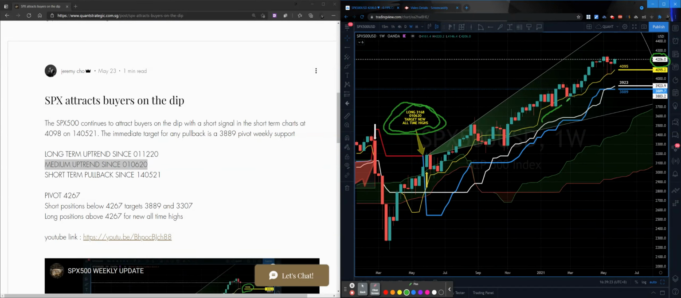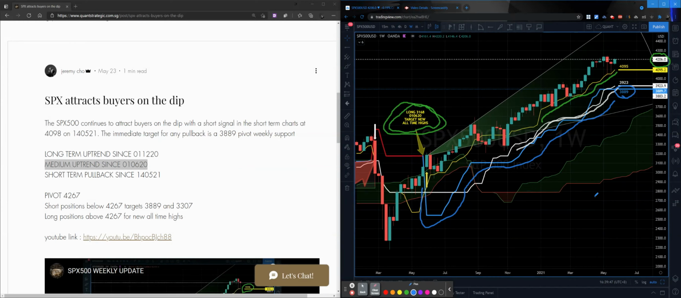And we are way above the Tenkan line, which is the fast-moving Ichimoku cloud line. We are also above the Kijun line, this particular white line here, which is at 3923. And finally, way above the lovely super trend line right here, which currently the level is at 3889.